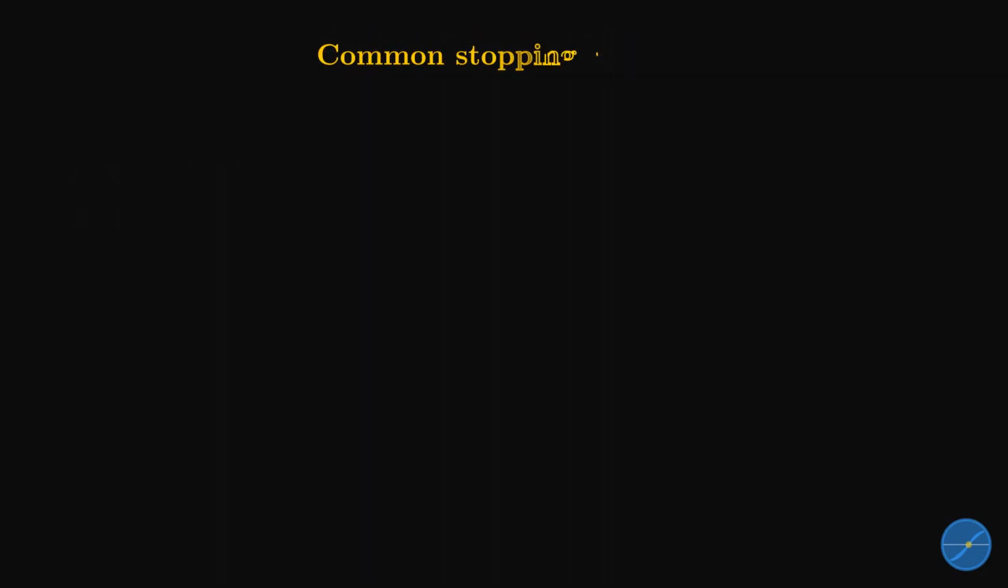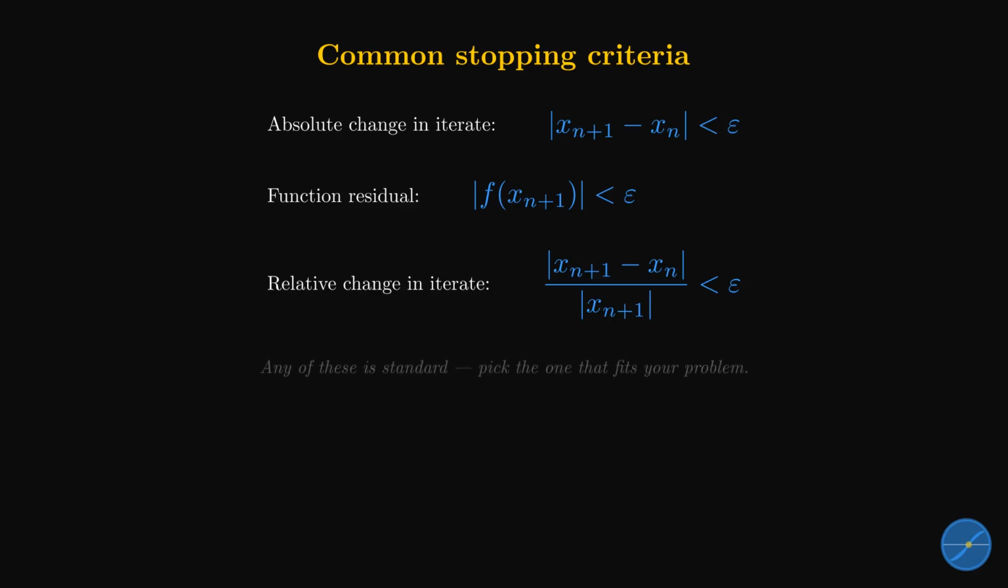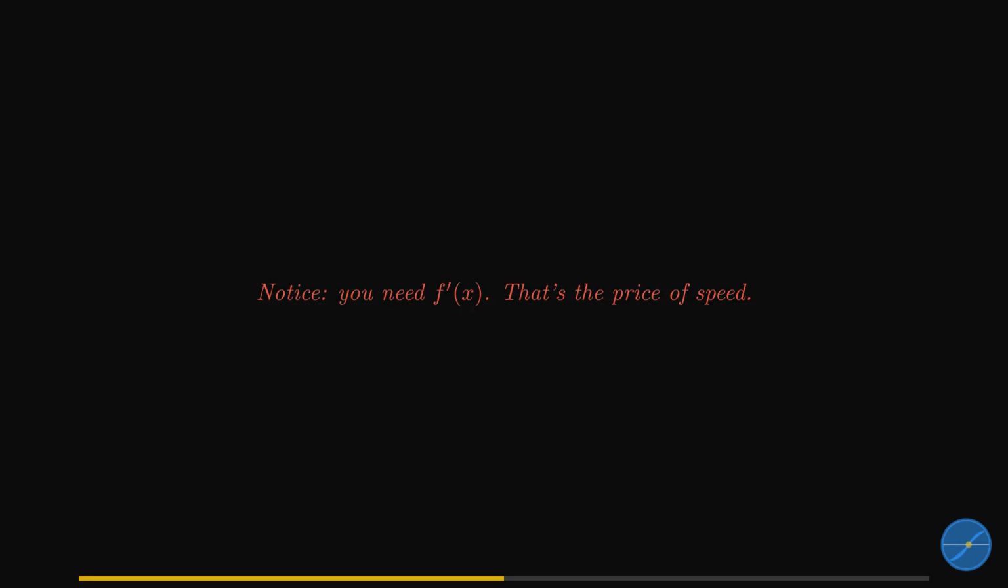When do you stop? A few common criteria. Stop when consecutive iterates barely move, when f of xn is essentially 0, or after a fixed cap on steps. In practice, the relative change is the safe default. But notice the catch. Newton needs the derivative f prime of x. That's the price of the speed.